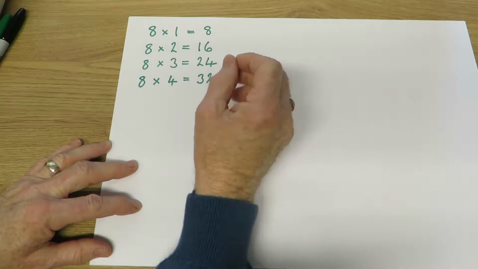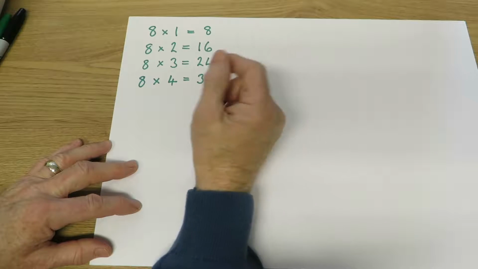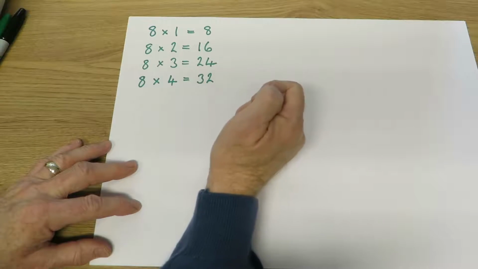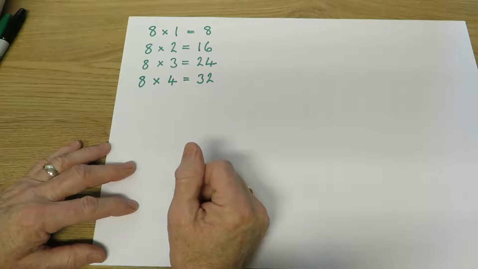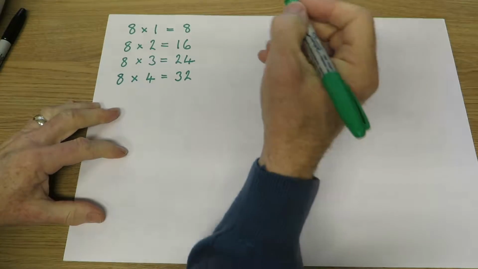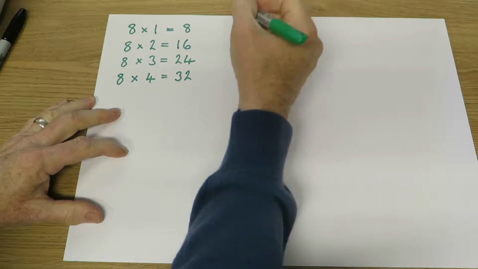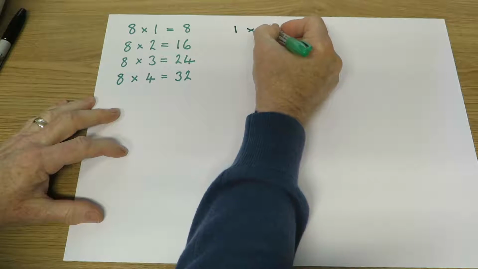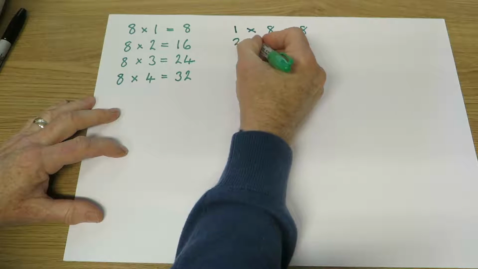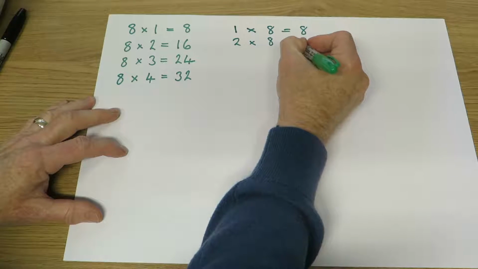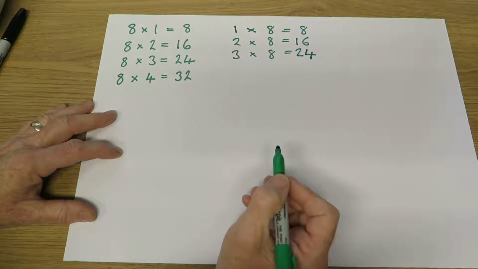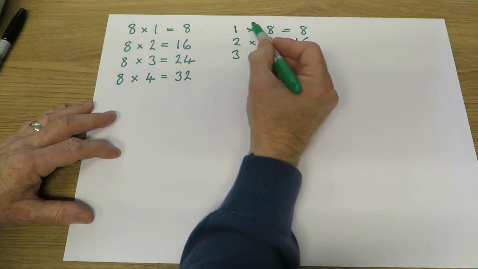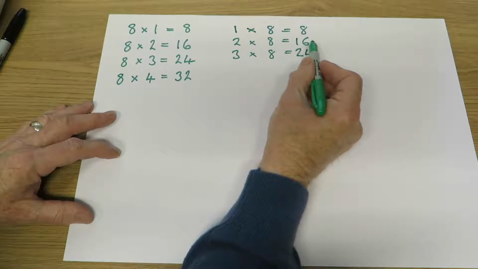So if we look at the 8 times table, 8 times 1 is 8, 8 times 2 is 16, 8 times 3 is 24, and so on. However, I would recommend that it is written out in this format. 1 times 8 is 8, 2 times 8 is 16, 3 times 8 is 24. And I would also suggest that it's practiced by saying 1 8 is 8, 2 8s are 16, 3 8s are 24.